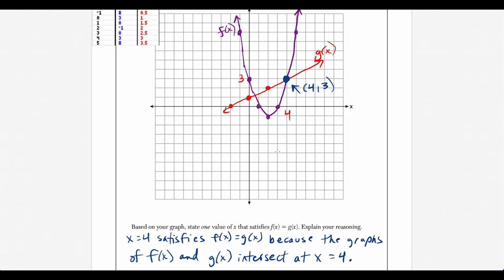Now, if you're a little worried, what you could do is plug x equals 4 back into the original functions f and g, just to show that they both get a y value of 3. But you could even look here in the table: at x equals 4, their y values match.